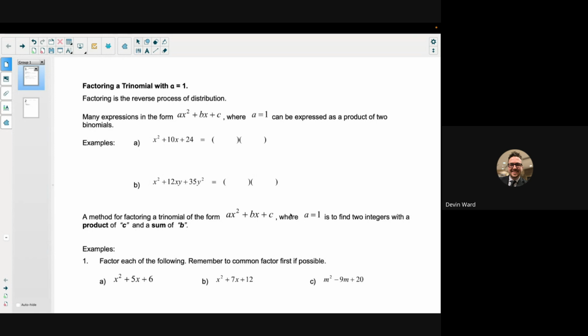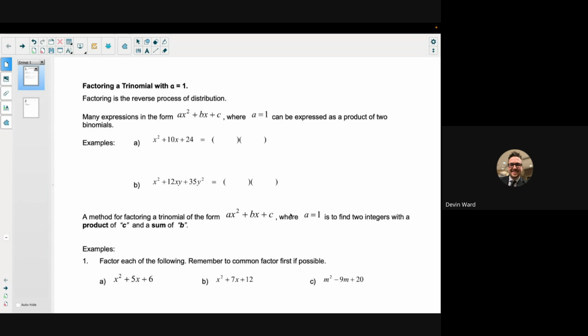Okay, I could have written x plus 3 and x plus 4 here. The order of the brackets doesn't matter, but keep the x in the first spot. Okay, so put the x and then the number, x and then the number. If you wrote x plus 4 times x plus 3, that's also fine. Okay, last one.